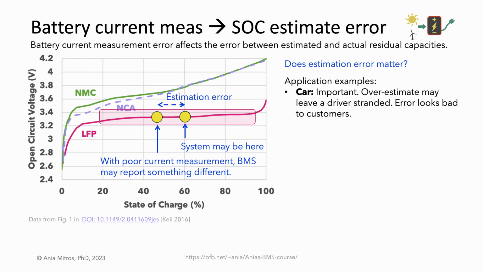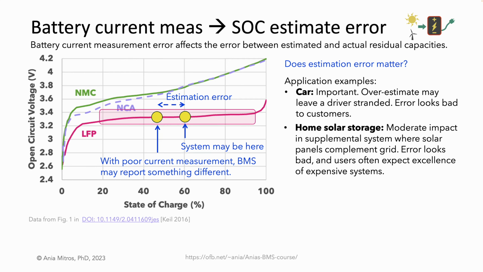In a car, the SOC estimate is important because it directly leads to range estimate. Overestimating the available range may leave a driver stranded, since they may embark on a trip that they cannot complete. Also, since the estimation error is very visible to the user, underestimating the range or erratic estimates may irritate customers.